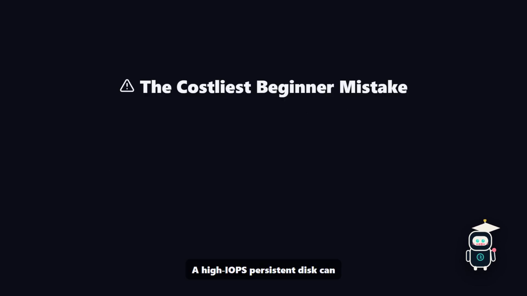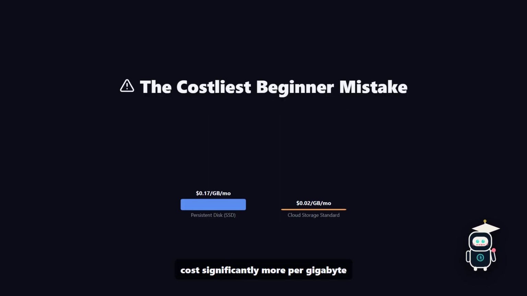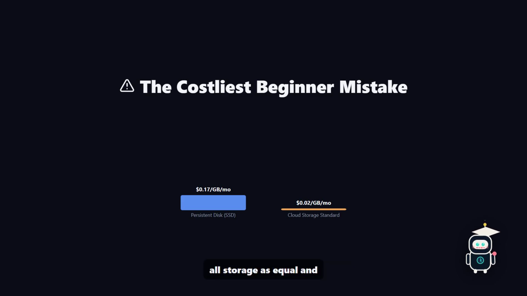A high IOPS persistent disk can cost significantly more per gigabyte than object storage for the same capacity. At scale, that difference balloons into a massive monthly bill. Many beginners treat all storage as equal and end up with shocking invoices. Always match the storage service to the data's access pattern, not just the labeled disk.